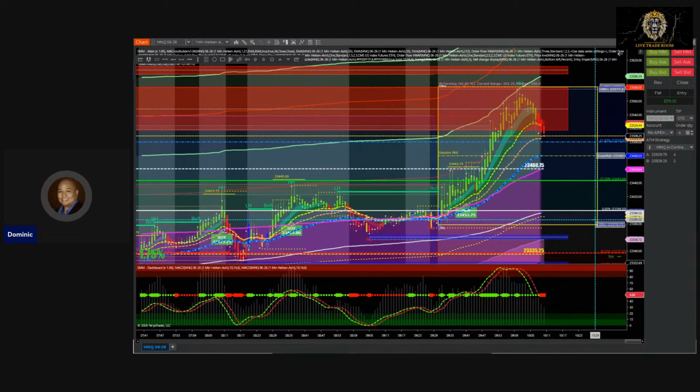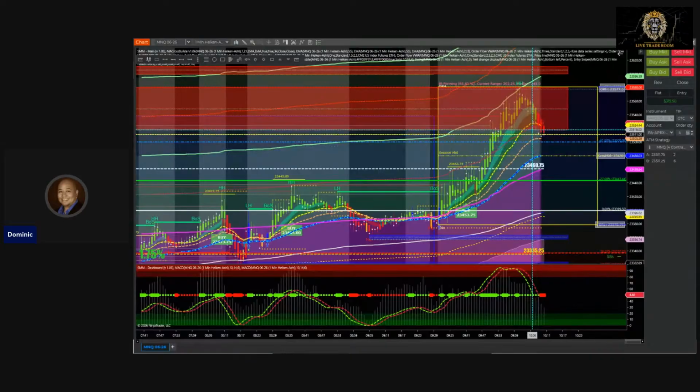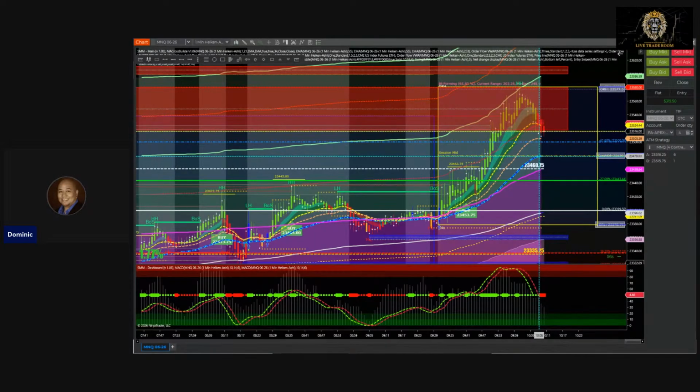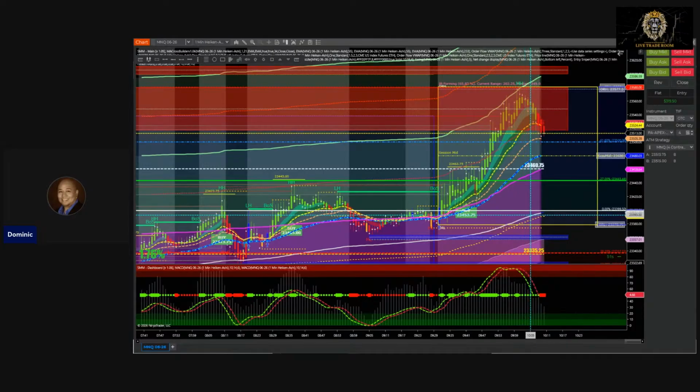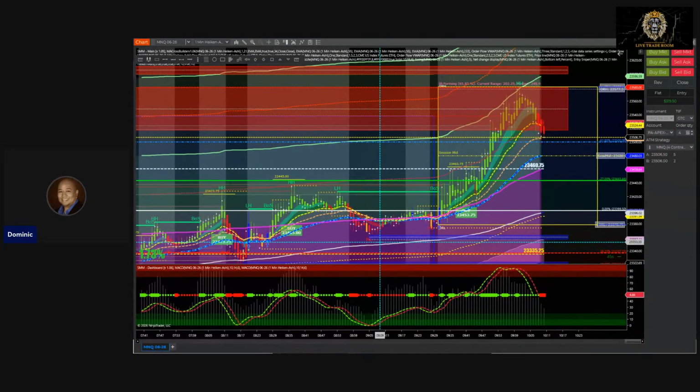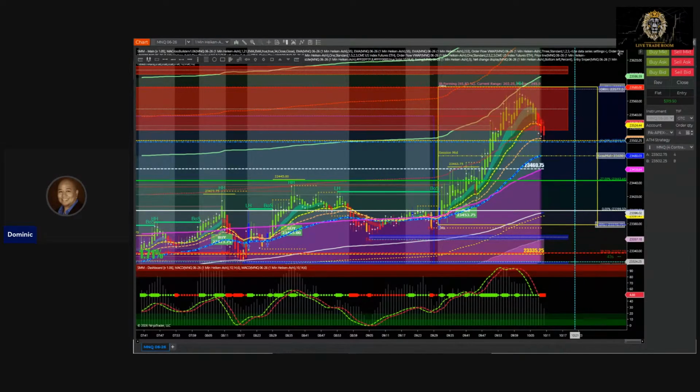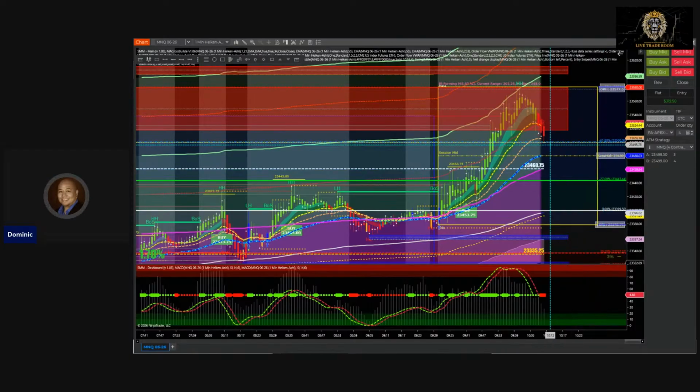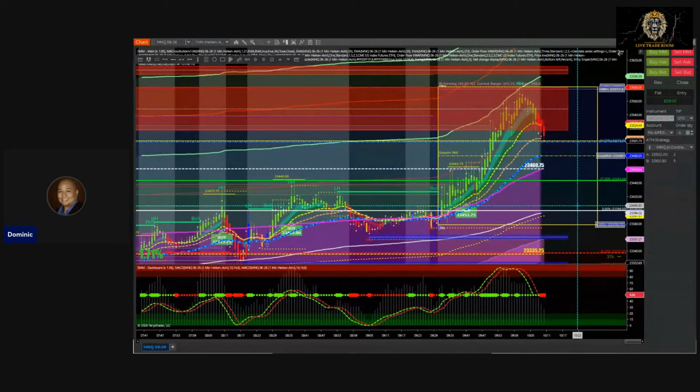So we have these moving averages. We have the 21, 34, and 55. And down here, we have the white one, which is basically 233. And that usually dictates the same trend as what the VWAP is. Since price is above the VWAP, it's above the 233, we're looking at a bullish bias. But now we're getting a pullback.